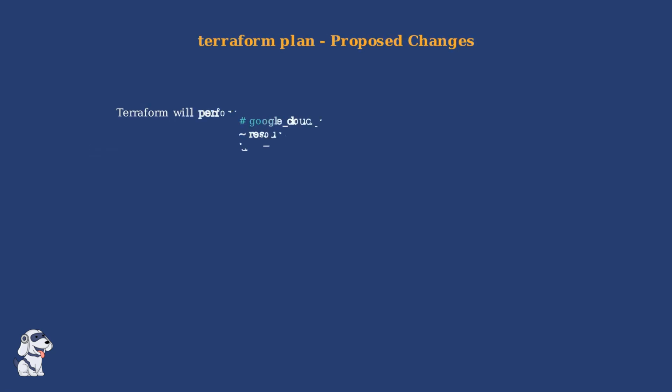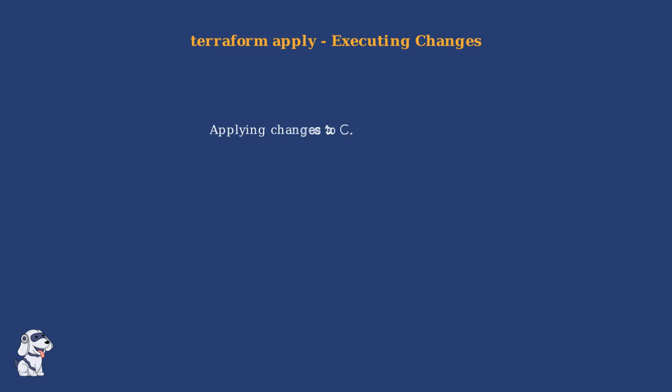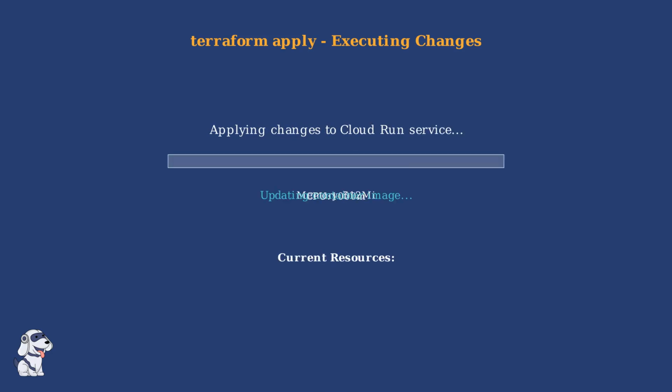After modifying our configuration file, we run terraform plan to preview the changes. The plan output shows exactly what Terraform intends to modify. Notice the tilde symbols indicating in-place updates and the arrow notation showing the before and after values for each changed attribute. Now we execute terraform apply to implement our changes.